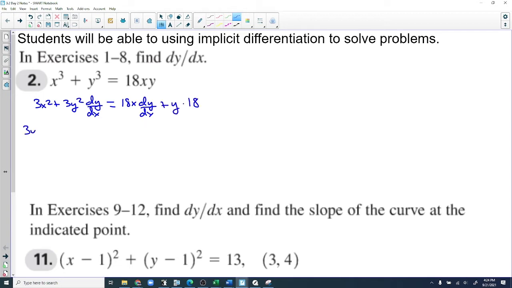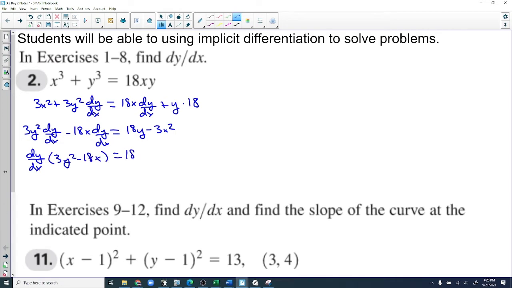So let's get everything with the dy/dx on the left side here. So we have minus 18x dy/dx. And then everything without a dy/dx on the other side, which is 18y minus 3x squared. Now let's factor out a dy/dx. That's 3y squared minus 18x. And 18y minus 3x squared. And then we'll just divide, and we are done.